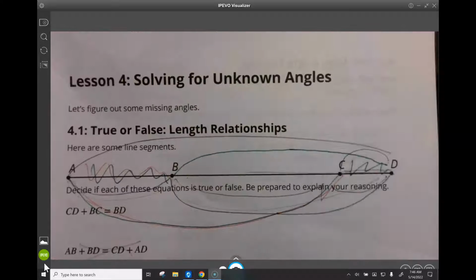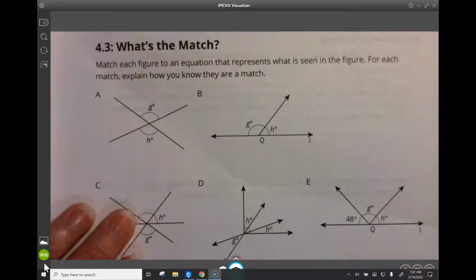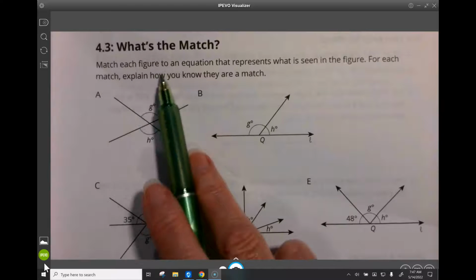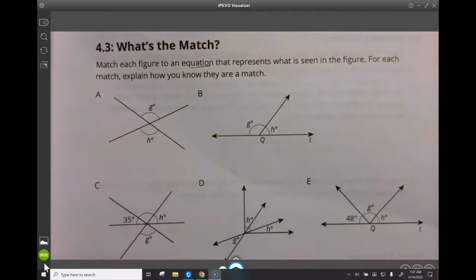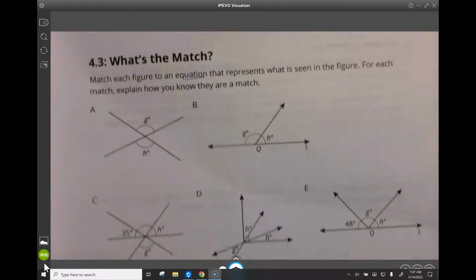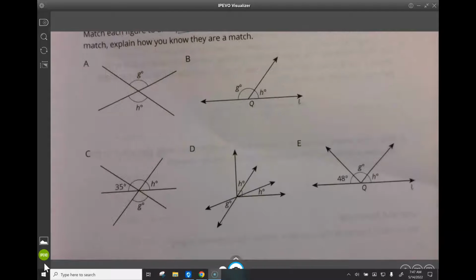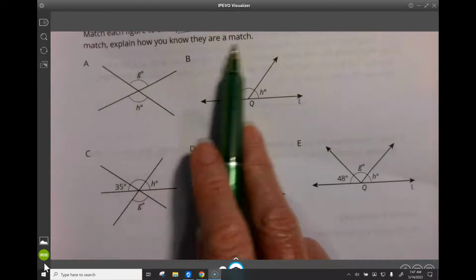What we're going to actually look at today is, of course, angles. And we're going to write directly on these so that we can see it. That's the easiest way to do it, to write directly on them. Match each figure to an equation. So we have figures up here and equations down here, and we're going to match them up. The easiest way to do matching is always figure out what's going on up here, so then we just match. For each match, explain how you know they are a match.